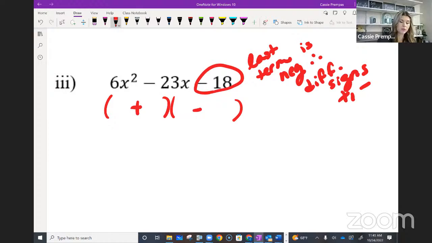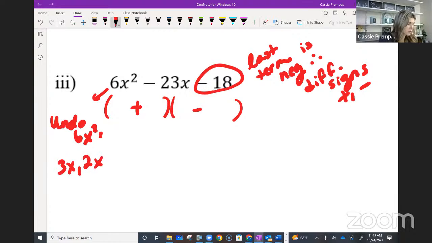Chase. It's always plus minus. Yep. Then it's always the same as whatever this one is. Good question. Okay, what are we going to undo? Yep, undo 6x squared. This one's a little trickier than the other ones we've been doing. 3x and 2x, that's a good choice. If that didn't work, are there any other ones? 6x and 1x. Yeah, those are our choices. Which should we try first? Yep, try those first. Why? They're closer. Good, let's do a 3x and a 2x.